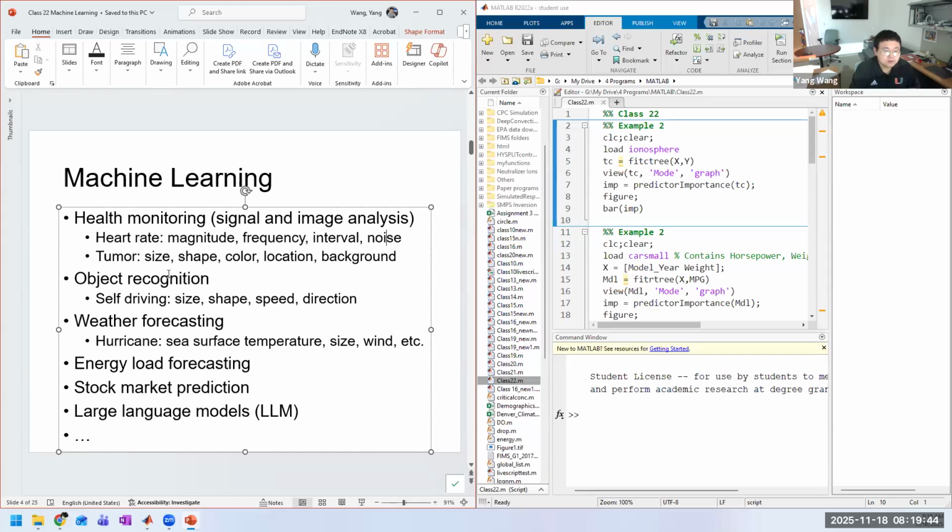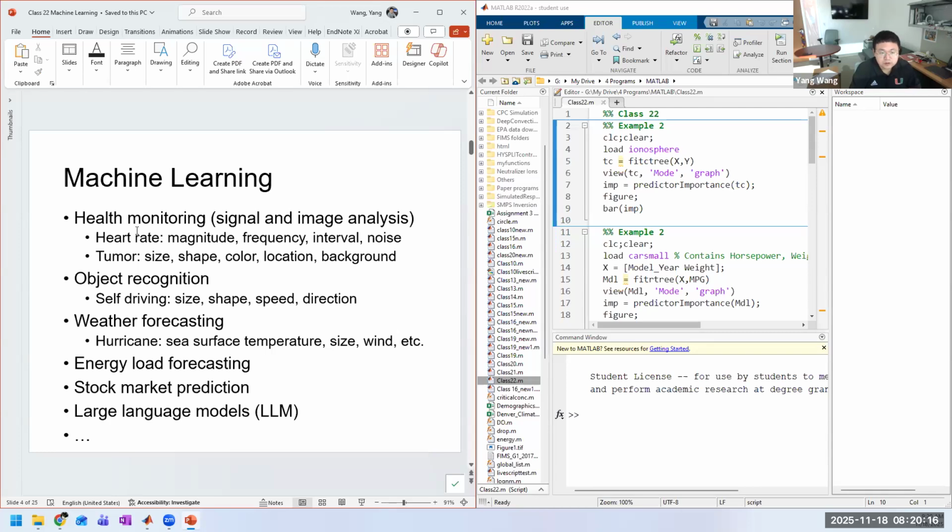If you think about it in a matrix form, you're going to have 5 columns, right? The first column will be the heart rate, or basically 5 groups of data. The first group is heart rate, the second group magnitude, frequency, interval, and noise, right? So you're going to have at least 50 examples. For tumor size, here you have 5 features, right? So then you have to have at least 50 results.